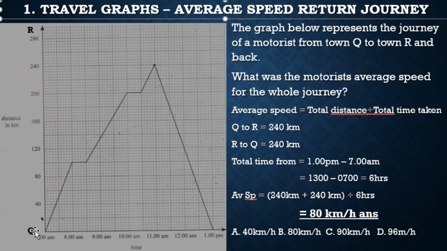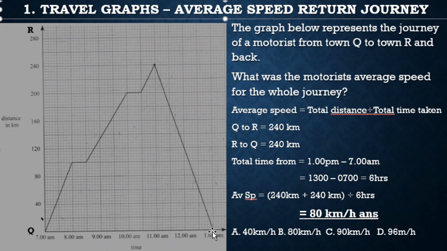You move from Q, the bottom, to the top, R, which is 240 kilometers, as you can see here. And then from R now to Q, the line which is going straight down shows going back to Q, another 240 kilometers. So the total distance he covered was 480 kilometers. That is, from Q to R, you move all the way to the top, 240 kilometers. Then again from R to Q, the line going down shows the return journey, another 240 kilometers.